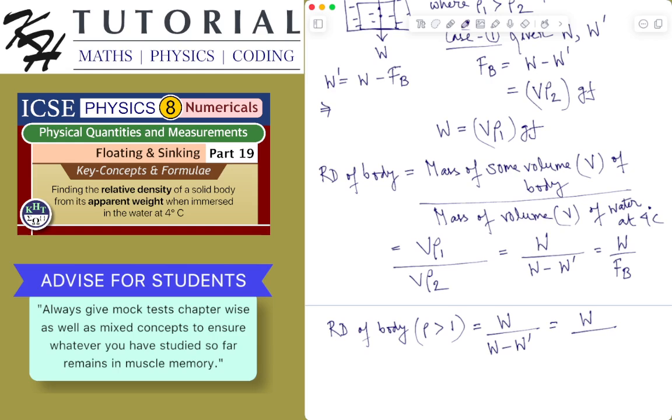So from the weight W, the FB is nothing but the loss in weight of the body in water. So this is also equal to W by FB. So if we are given W and FB or W and W dash, we can easily find the relative density of the body using this formula. But please keep in mind that this formula will work only when the density of the body is more than the density of water at 4 degrees centigrade.